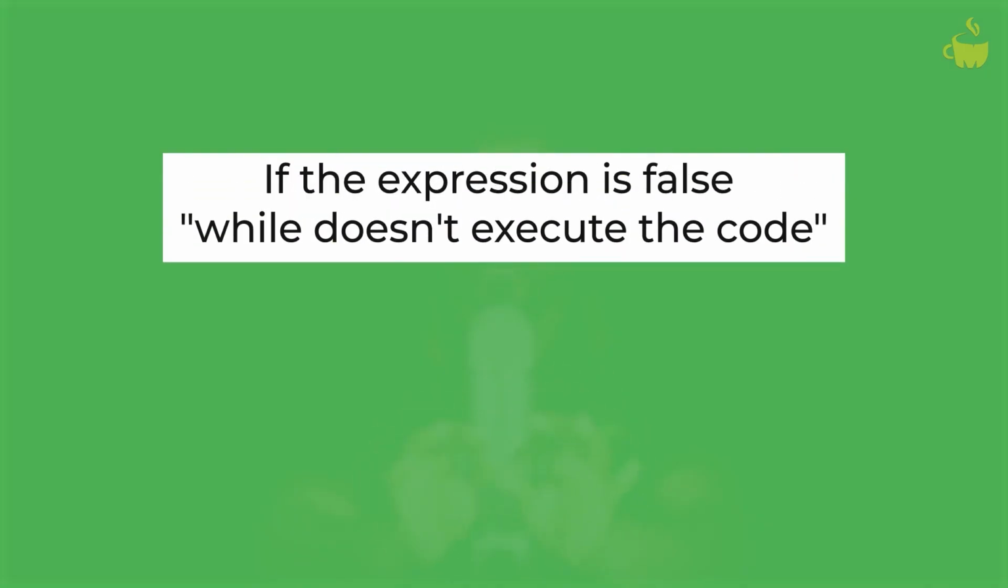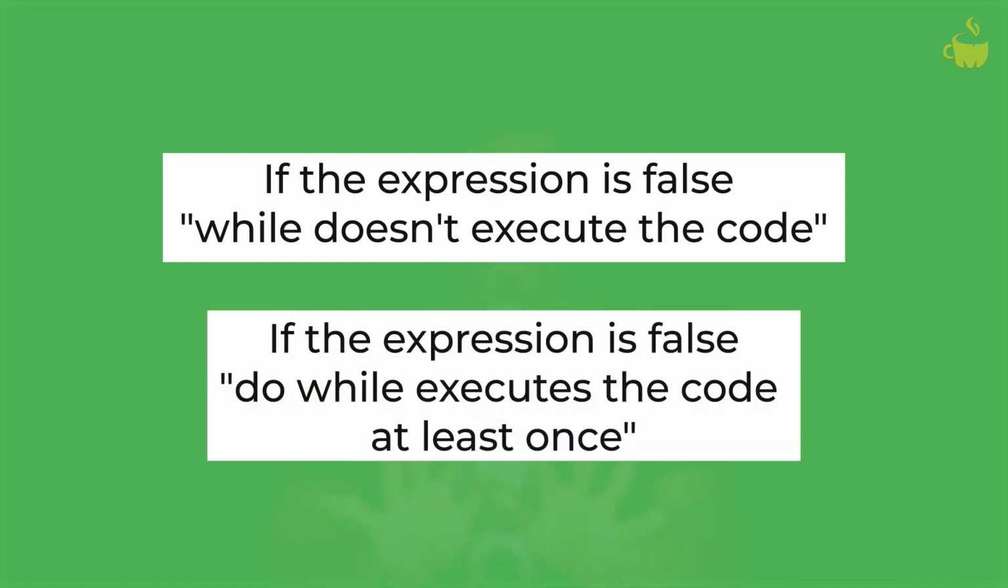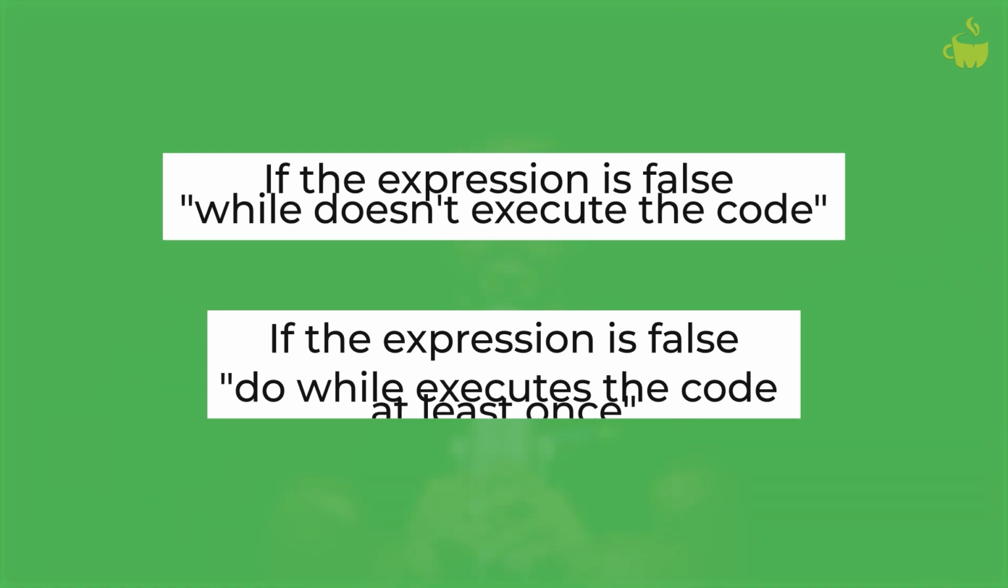So that is one of the basic differences between while and do-while. It is one of the most important interview questions as well. The difference is, if the expression is false, while doesn't do anything. It won't execute any code. But in do-while, if the expression is false, it will execute at least once. So that is the difference. Let us understand do-while practically.